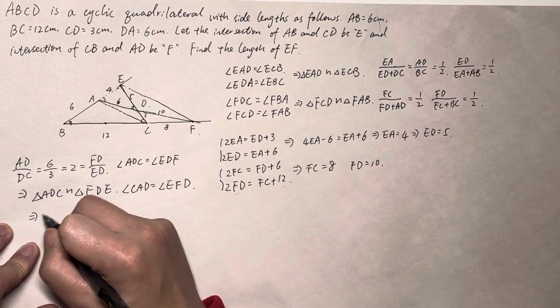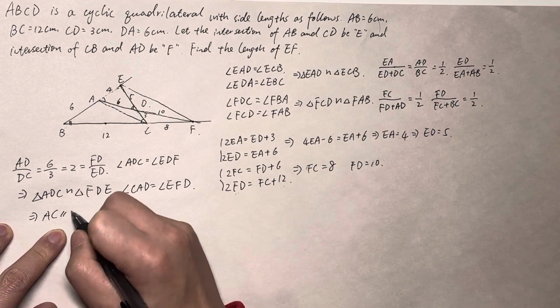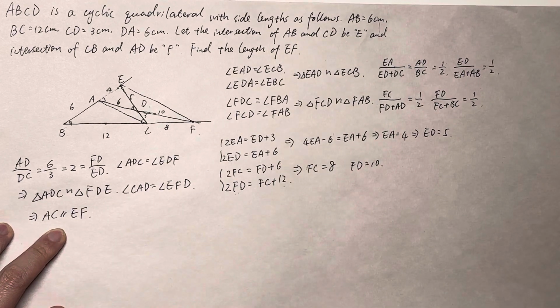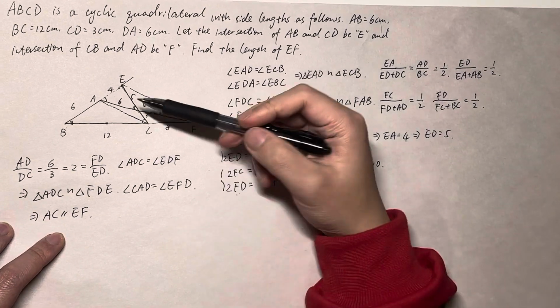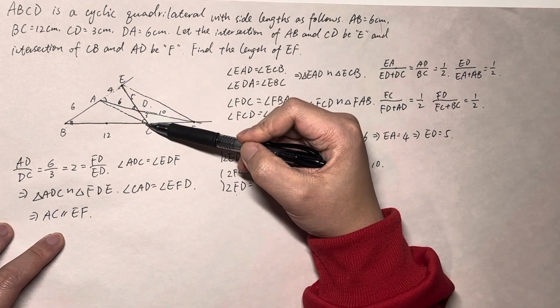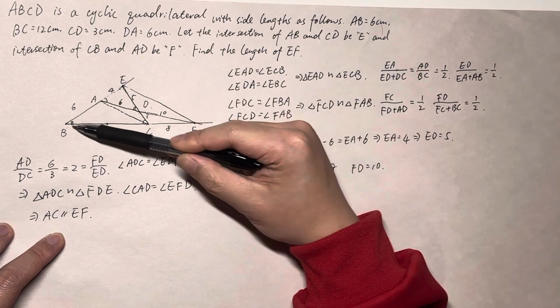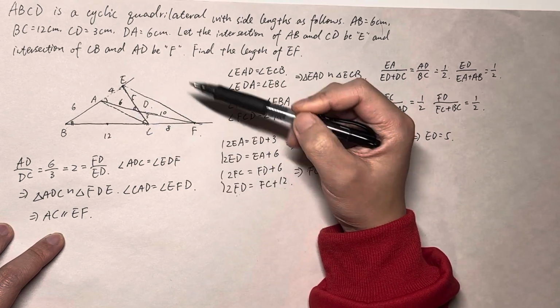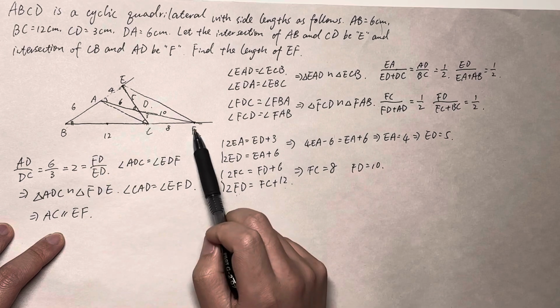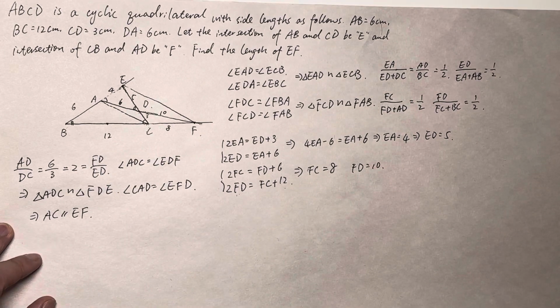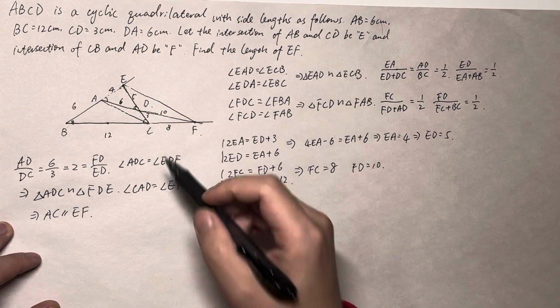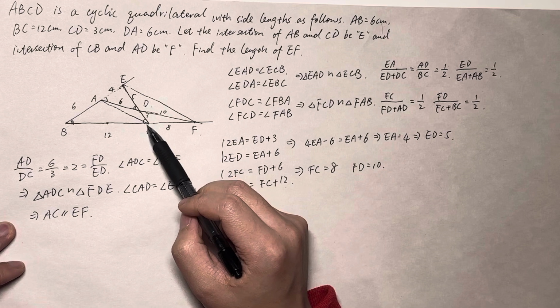So we know that AC is parallel with EF, right? And if we know the length of AC, then we would easily know the length of EF, because AC is parallel with EF and we already know the ratio, right? So how can we calculate AC?